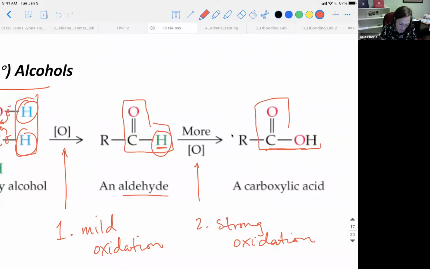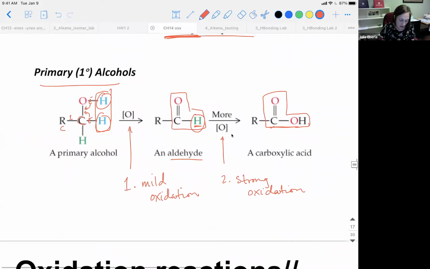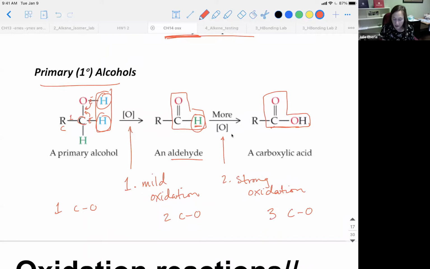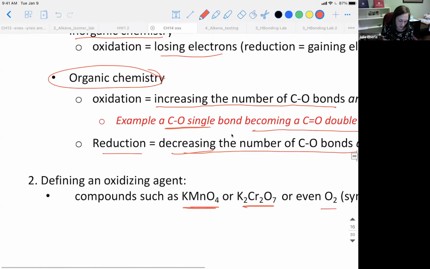And what that forms is a carboxylic acid. This right here is a carboxylic acid. So a primary alcohol mildly oxidized gives you an aldehyde. Strongly oxidized, you go all the way to a carboxylic acid. You see how on a primary alcohol, we just had 1 carbon-oxygen bond. After we oxidize it, we have 2 carbon-oxygen bonds, in the form of a double bond. And after we strongly oxidize it, we have 3 carbon-oxygen bonds, a double bond and a carbon-oxygen single bond. So we are increasing from 1 to 2 to 3 the number of carbon-oxygen bonds. That is why we call it oxidation.